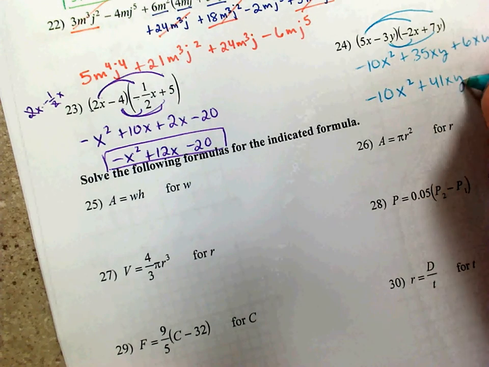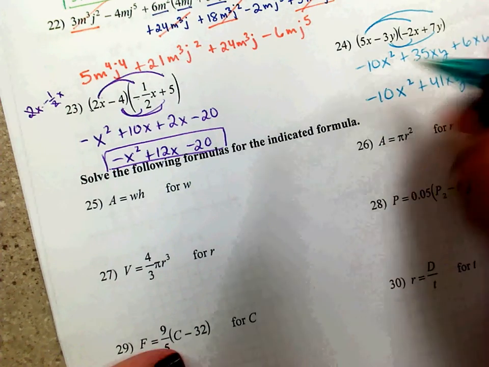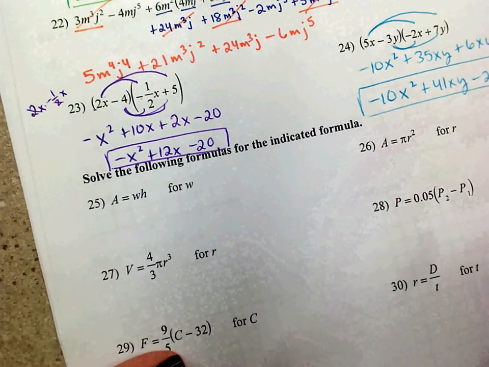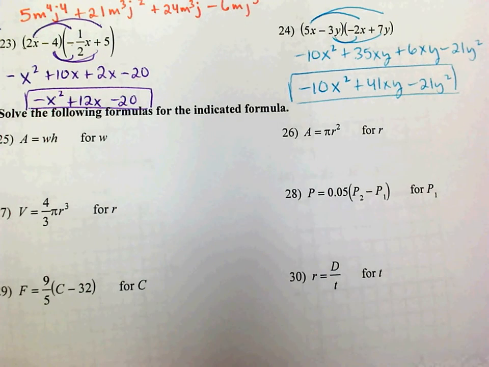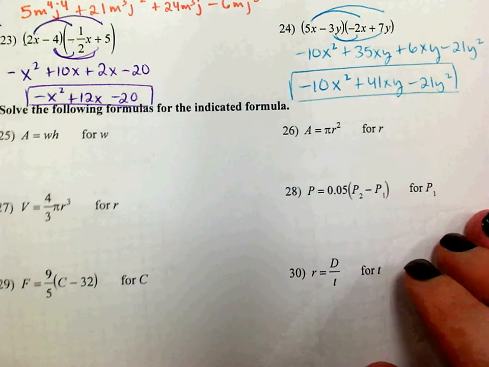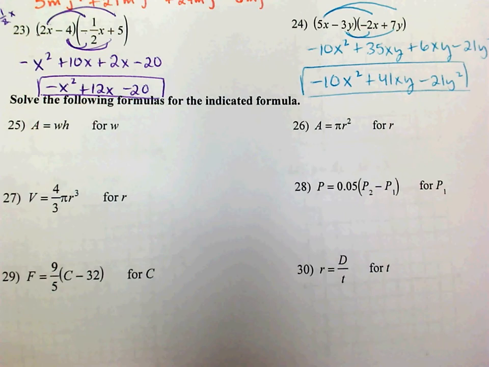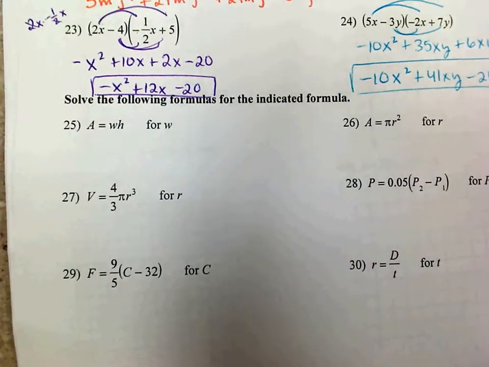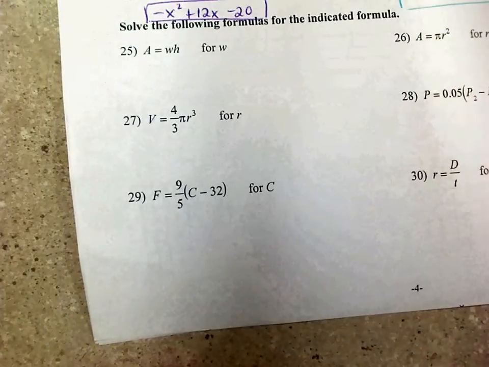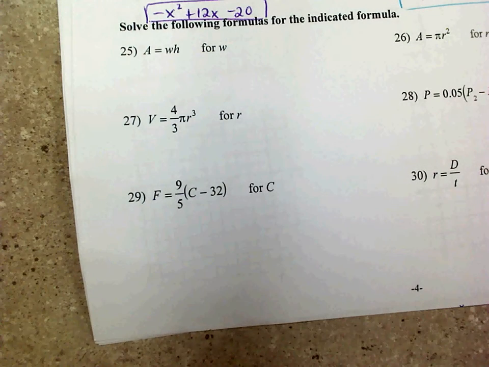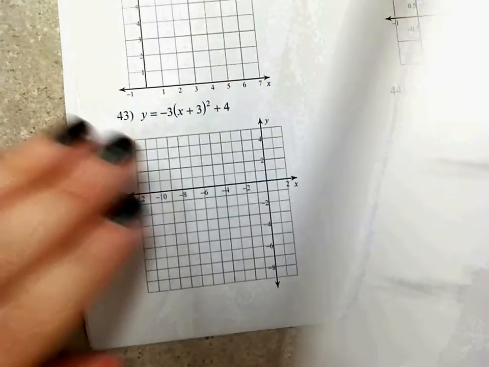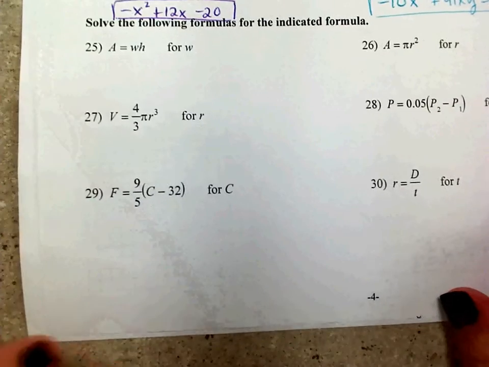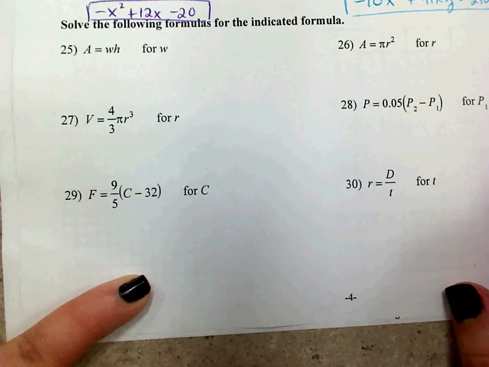Okay. On 25 through 30, we're solving literal equations. So you've got to solve for the variable that is asked for at the end of the equation, which means you're going to have to undo operations. In fact, I think I'm going to go ahead and do these and then make another video so it's not so long. Okay. A equals WH, and I'm going to solve for W. Well, right now we're multiplying by H. The opposite of multiplication is division, so divide by H, and I'm good. A divided by H equals W.